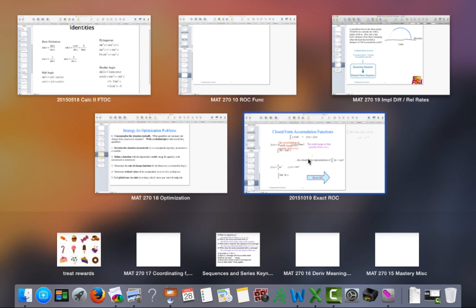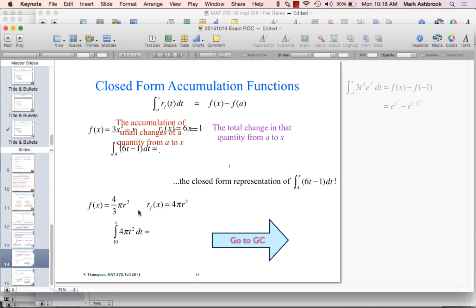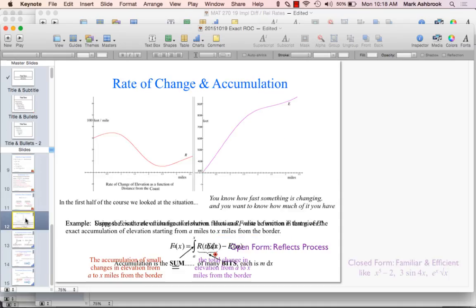I think that is here. Yes. Okay, so let's just review rate of change and accumulation.